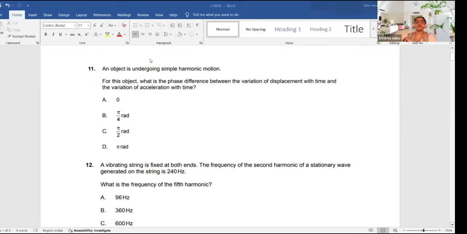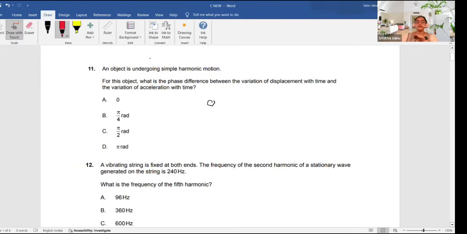If you look at the question, an object is undergoing simple harmonic motion. For this object, what is the phase difference between the variation of displacement with time and variation of acceleration versus time? So if you remember, for SHM, we already know the equation that a is proportional to minus x.